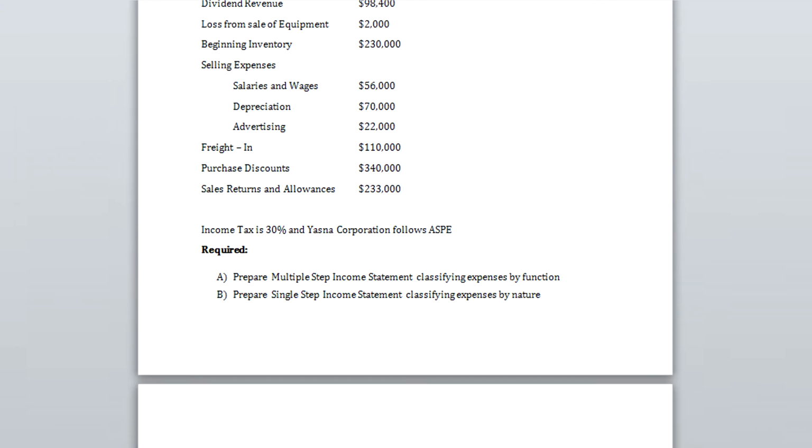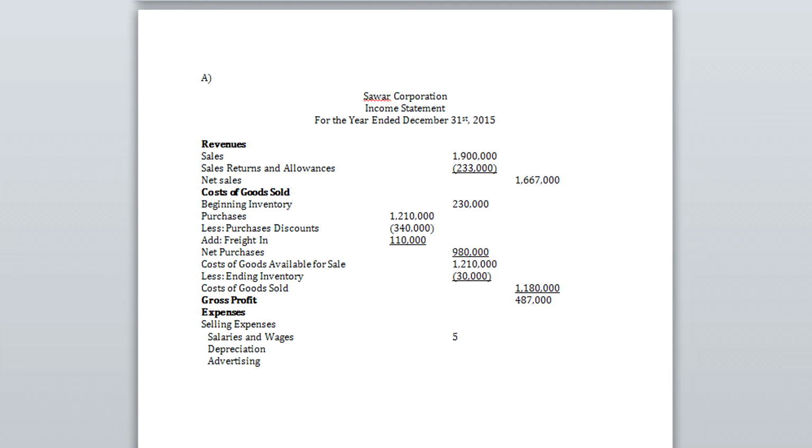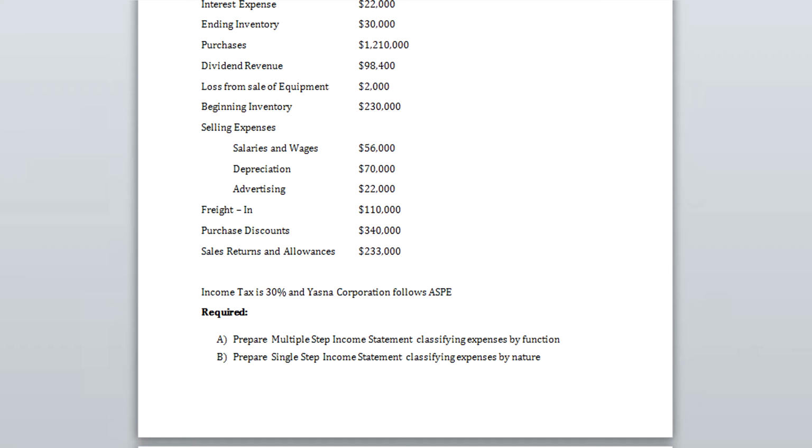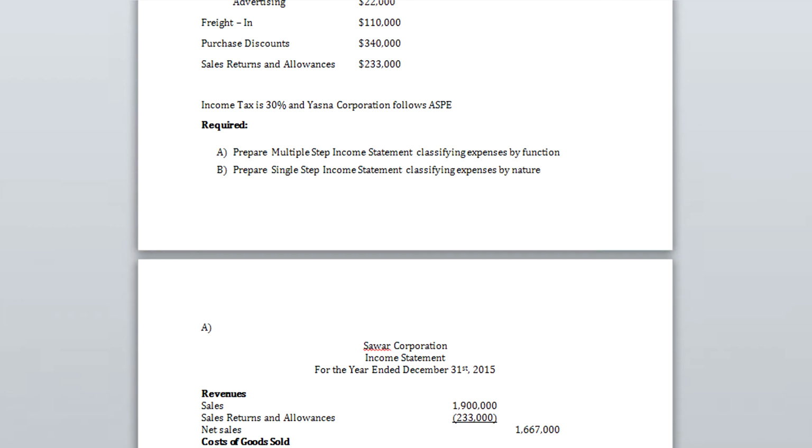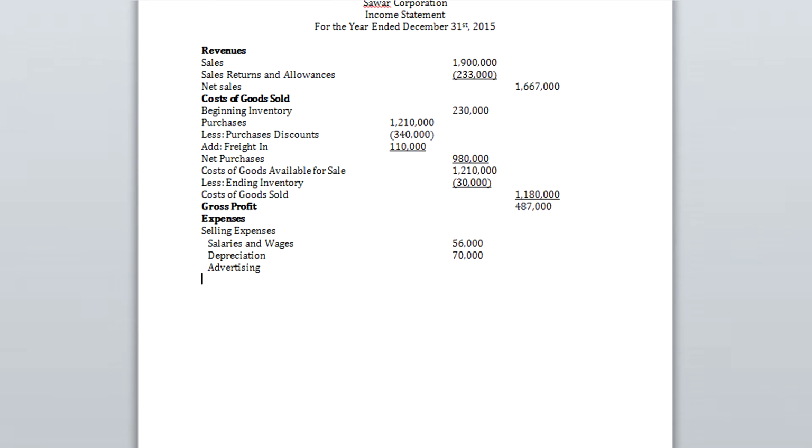So salaries and wages is just $56,000. Depreciation is $70,000, and then the other one I believe is $22,000 for advertising. Okay, so basically plugging it all in here, and then, actually, my bad, these should be listed over here in this column. It doesn't really matter what columns you put your numbers in, but it does help to memorize a certain pattern so that it flows better and looks nicer.